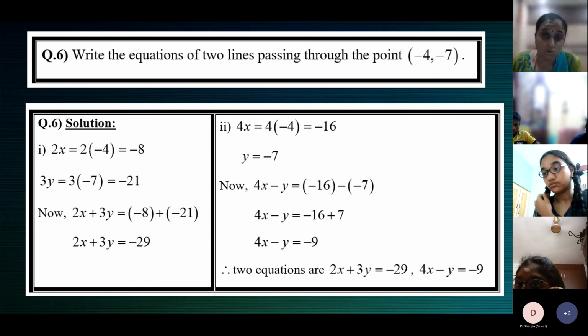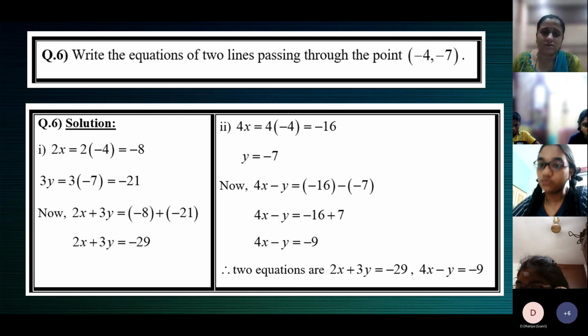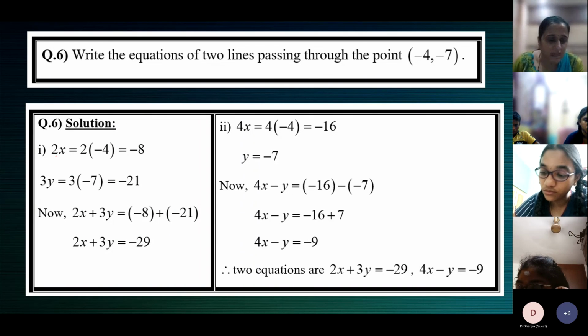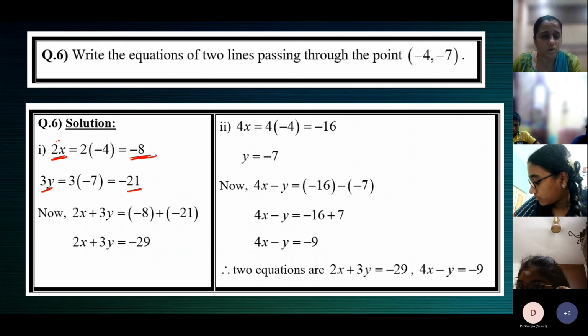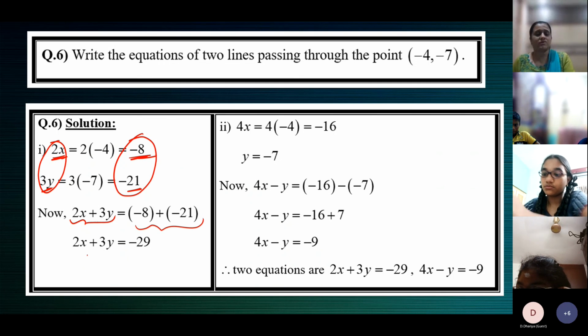And it's not that you should take 2x only. You can take 3x, 4x, 5x, or simply x, simply y, whatever. So I have found 2x, which is -8. I have found 3y, which is -21. And then I do 2x plus 3y. So 2x plus 3y is equal to -8 plus -21. And that gives you this.